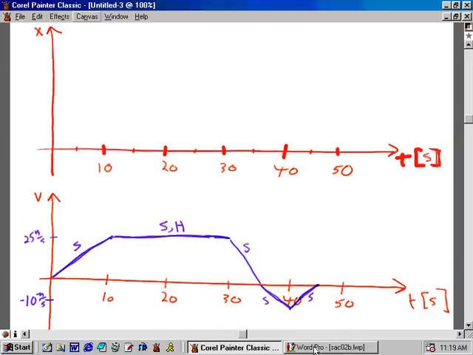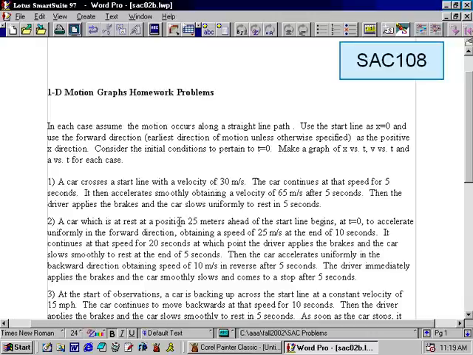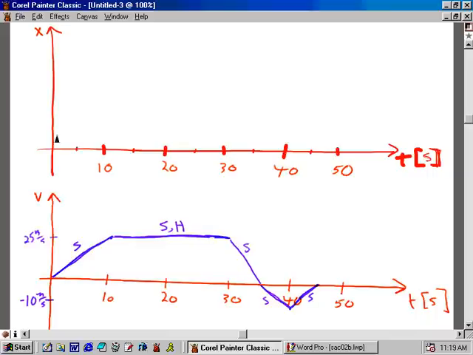To get the starting position, we're going to read the question again, or at least look at it. It starts out 25 meters ahead and then goes forward from there. So let's call that the 25 meter mark.